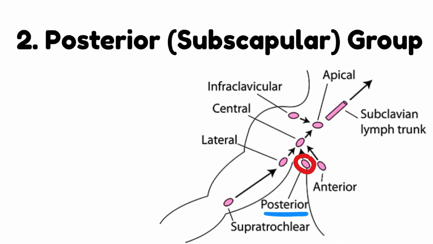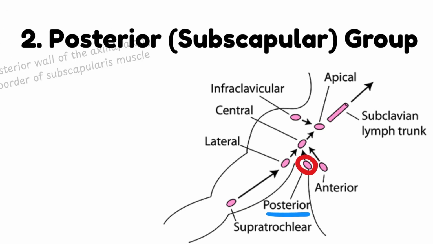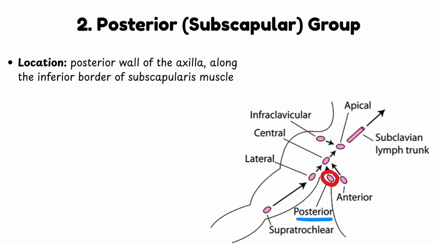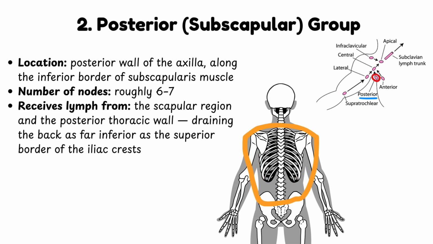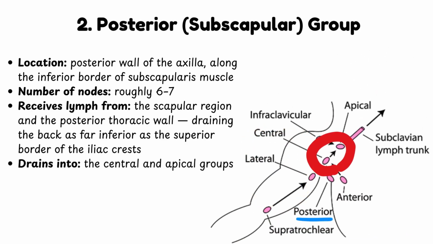The posterior, subscapular, group. It is located along the posterior wall of the axilla, along the inferior border of subscapularis muscle. The number of nodes is roughly 6 to 7. It receives lymph from the scapular region and the posterior thoracic wall, thus draining the back, as far inferior as the superior border of the iliac crests. It drains into the central and apical groups.